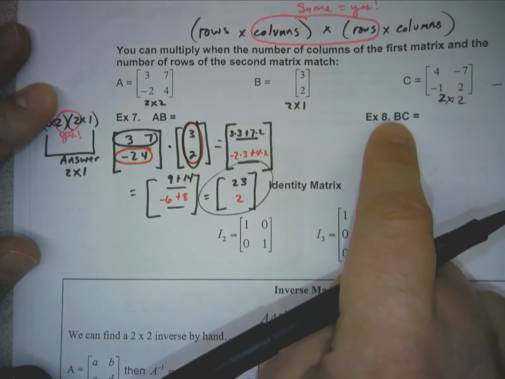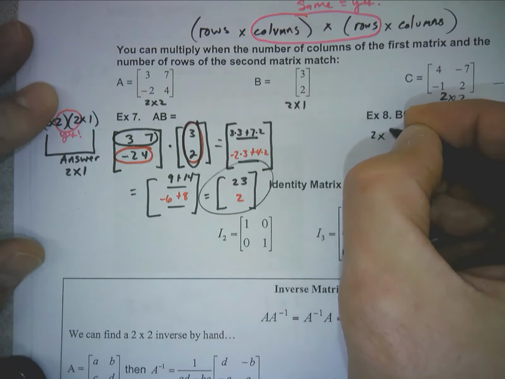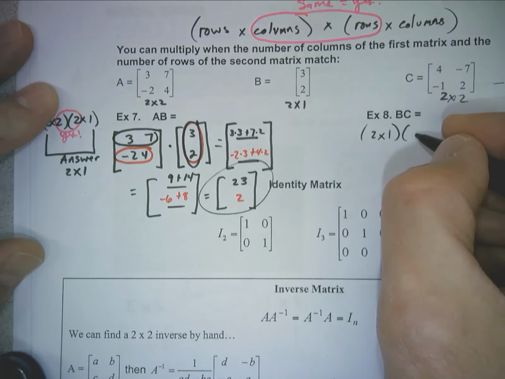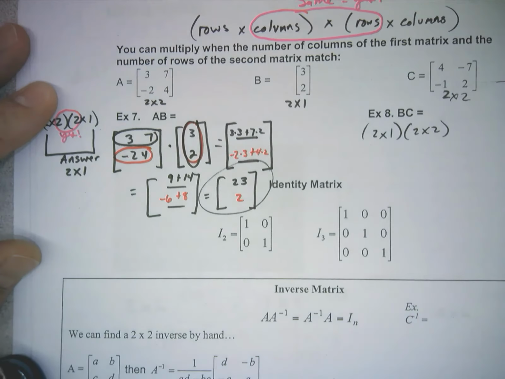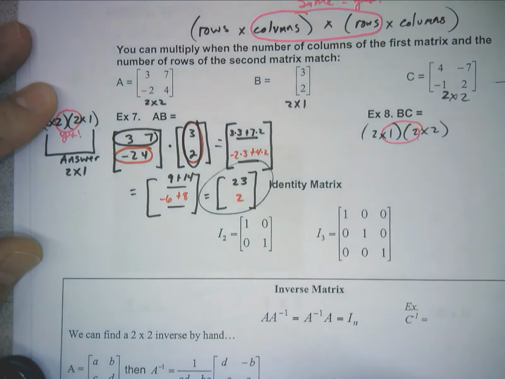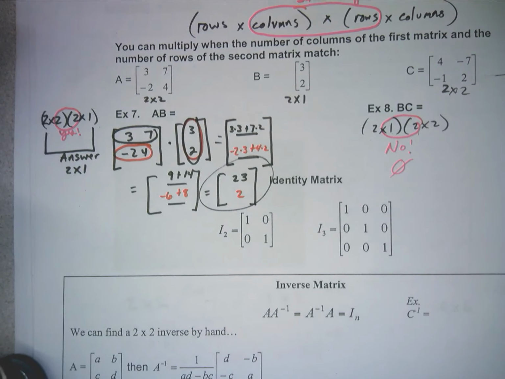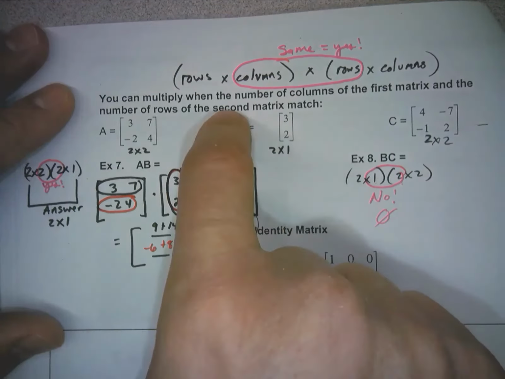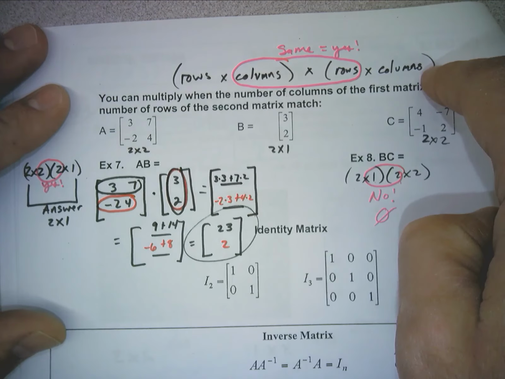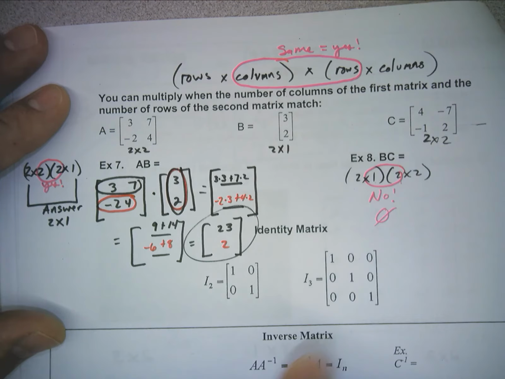All right. So the next question, example 8 says, take B times C. Take this 2 by 1 and then multiply it by this 2 by 2. Can you do it? Look at the columns of the first, rows of the second. Can you do it? No way. That's a no solution. Can't do it. If I try to take the numbers here times these numbers here, they don't match up. There's only one number for this row and there's 2 numbers for this column. So it doesn't match up. You can't do it.